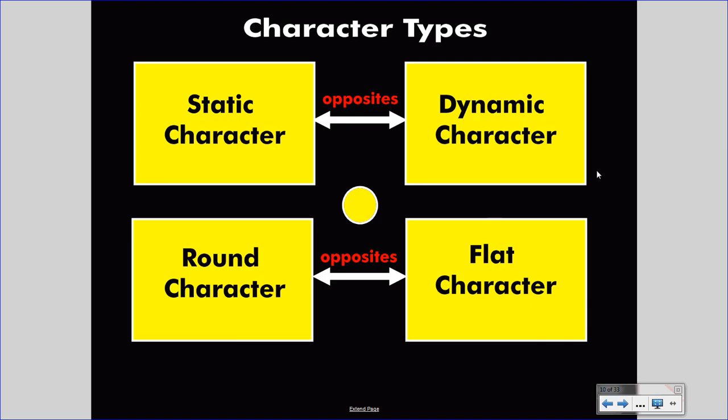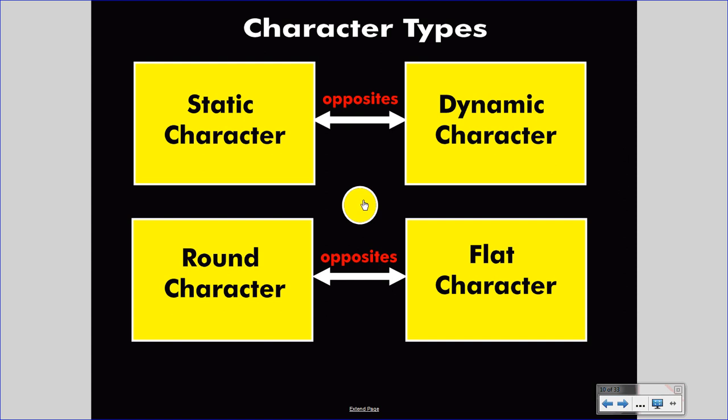There are no rules for static and dynamic characters. Your protagonist may be dynamic or may be static. Your antagonist may be dynamic or may be static. A person could write a story with only static characters. An author could write a story with several dynamic characters. No rules exist, which makes literature interesting and unique. However, understanding character in stories requires you to understand the difference between dynamic and static.